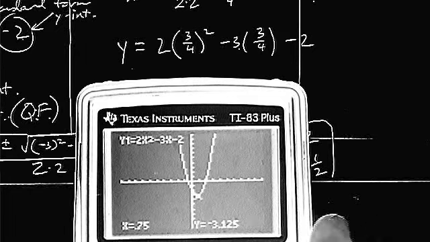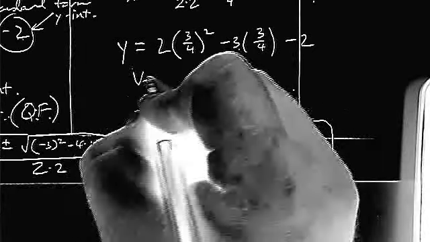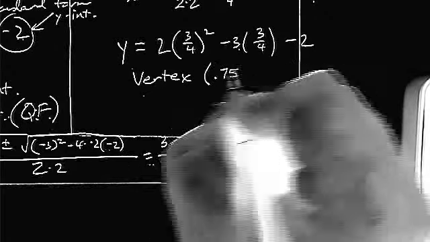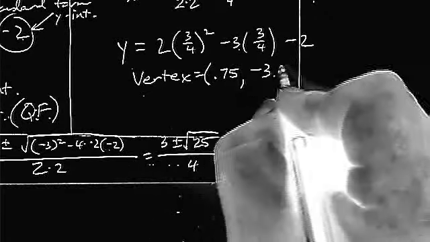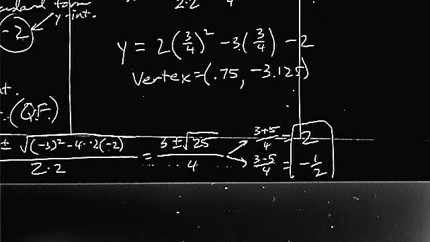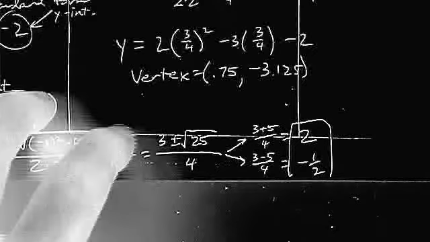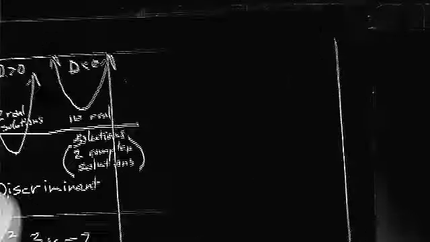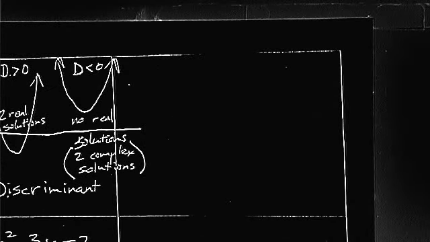So this is the vertex right here. So the vertex of this is 0.75, negative 3.125. 0.125 is 1/8 for those of you who were wondering, so you could use that fun fact at parties. I know there's a lot in this particular section, so I may only have you do half. We'll see.